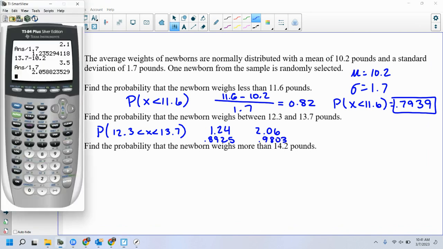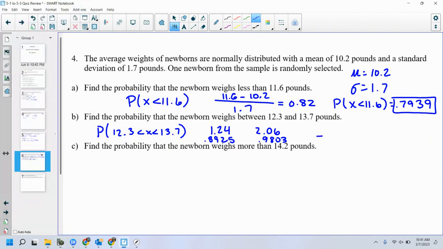0.9803. Bigger minus smaller. 0.9803 minus 0.8925 is 0.0878. So about a 9% chance of that happening. Still not crazy out of the norm, but less than 10% chance of that happening.